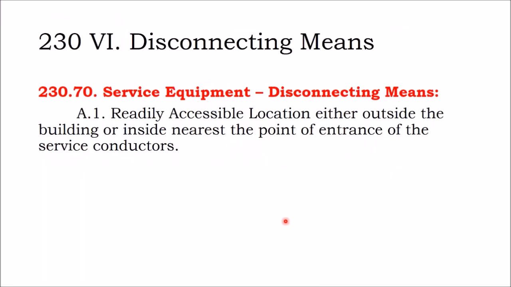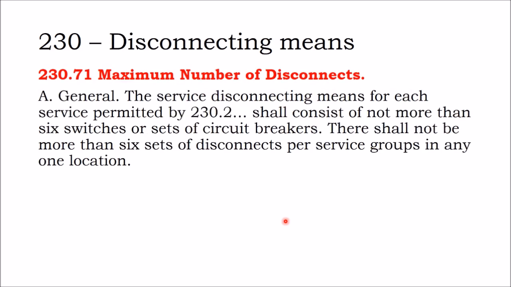Service equipment disconnecting means needs to be in a readily accessible location, either outside the building or inside nearest the point of entrance of the service conductors. So for that solar service disconnect, what the inspector wants is for it to be outside the building, so that the people who need to use it, which are the firemen, can quickly find it and de-energize the system.